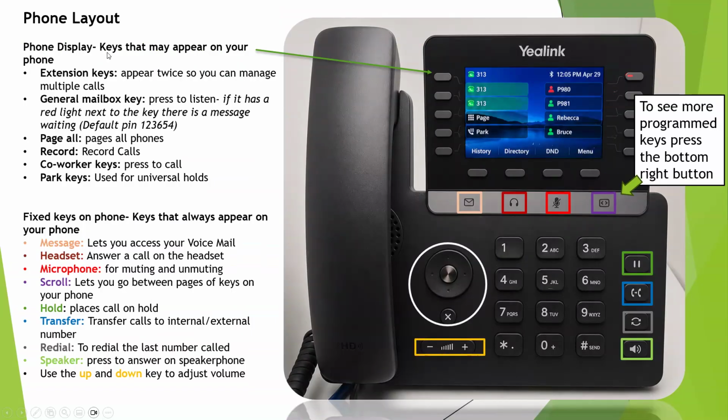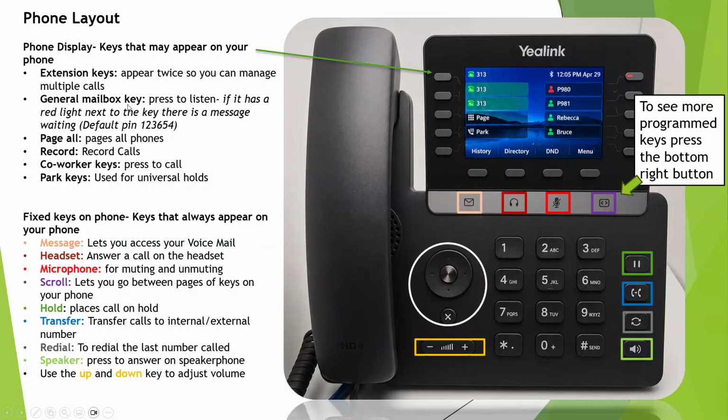So I'm going to go over the different things that may appear first on your phone display, and then we'll talk about the fixed keys down here. Your phone display is going to be right here. You're going to notice that you'll have things like your extension number listed twice. That's just so if I was on the phone with someone and I wanted to put it on hold to answer a second line, I could just push that and go to my second line and then push it to go back to my first line. So that's what the extension number twice is for.